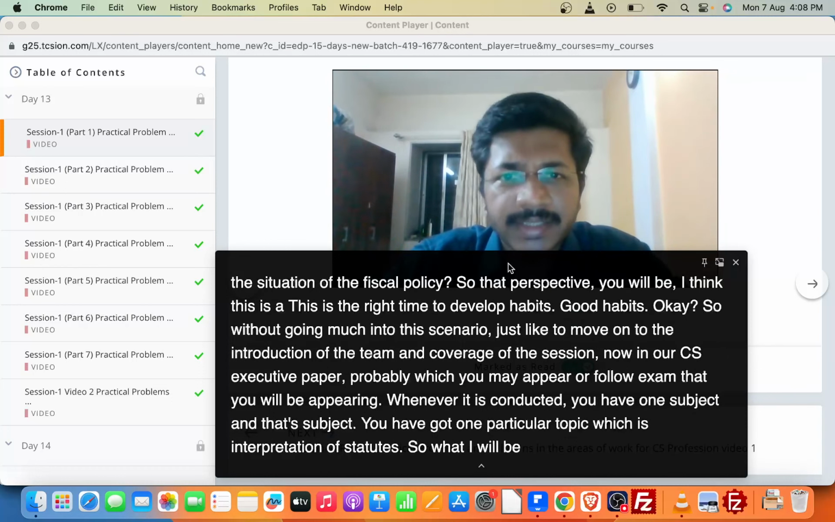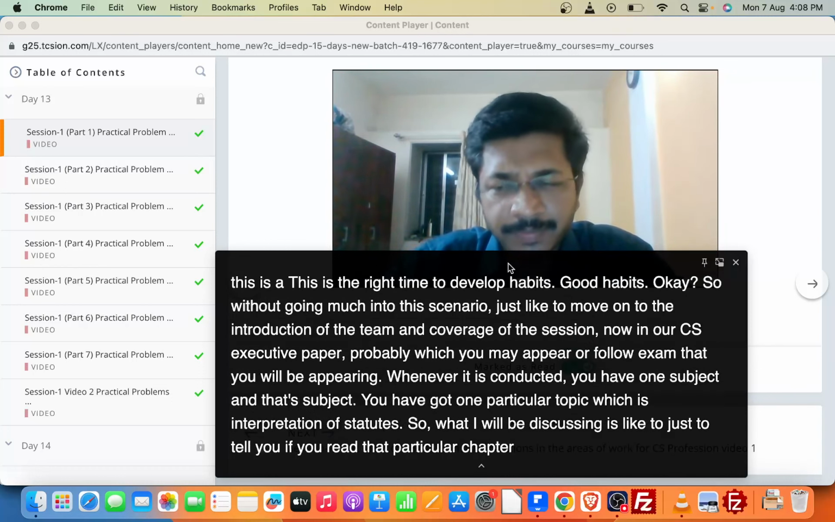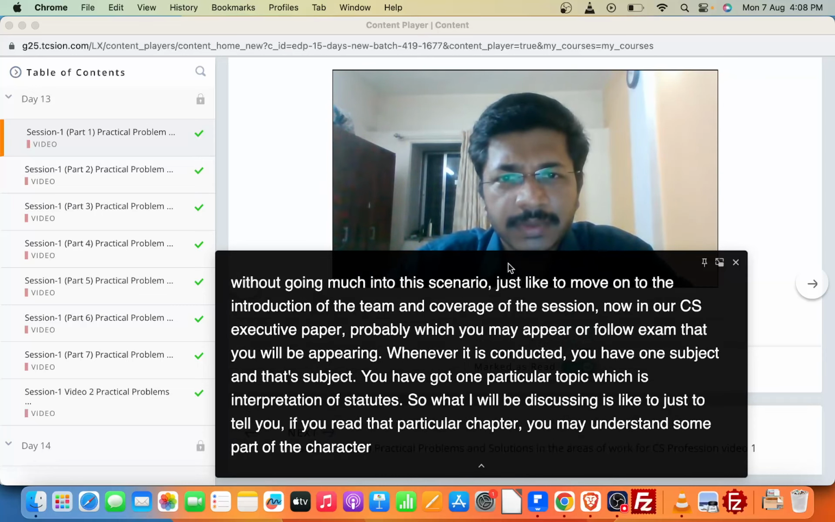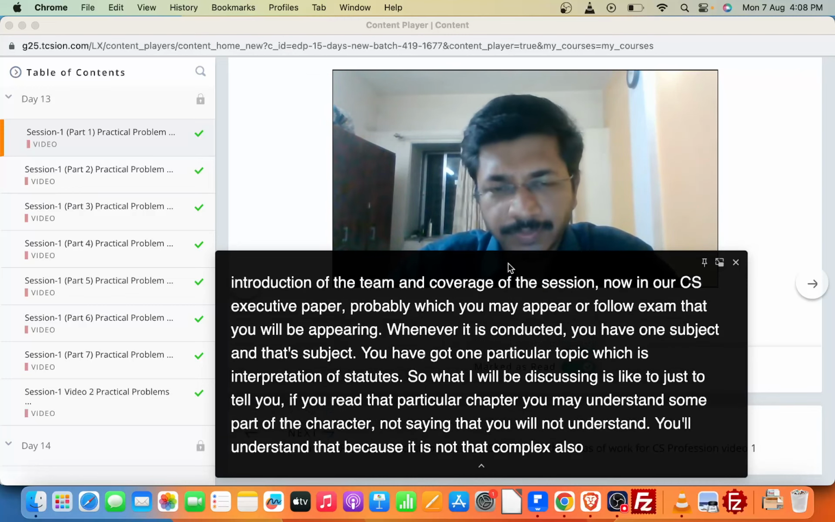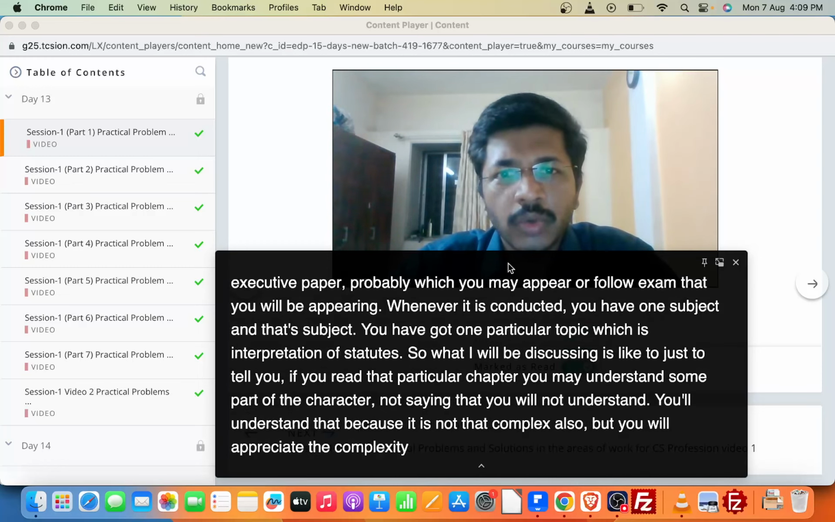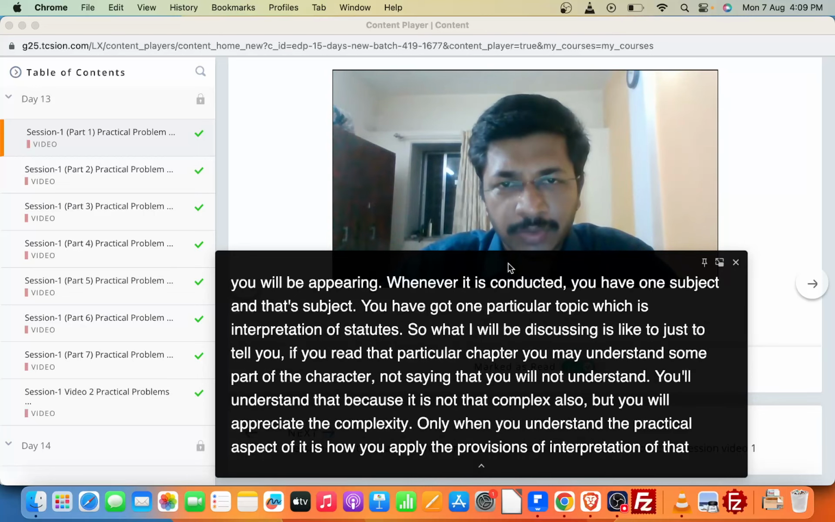What I will be discussing is, to just tell you, if you read that particular chapter, you may understand some part of it. I'm not saying that you will not understand. You will understand because it is not that complex. But you will appreciate the complexity only when you understand the practical aspect of it, that is, how you apply the provisions of interpretation of statute.